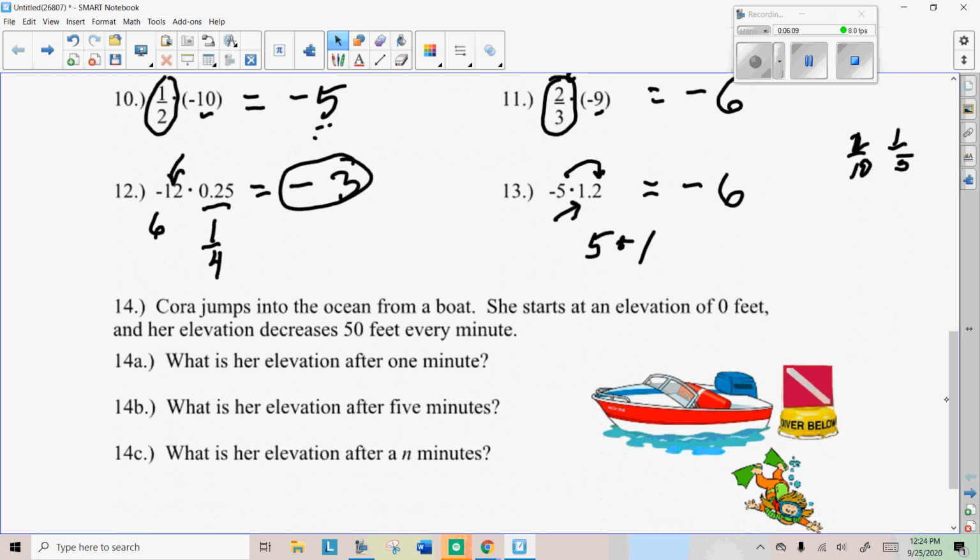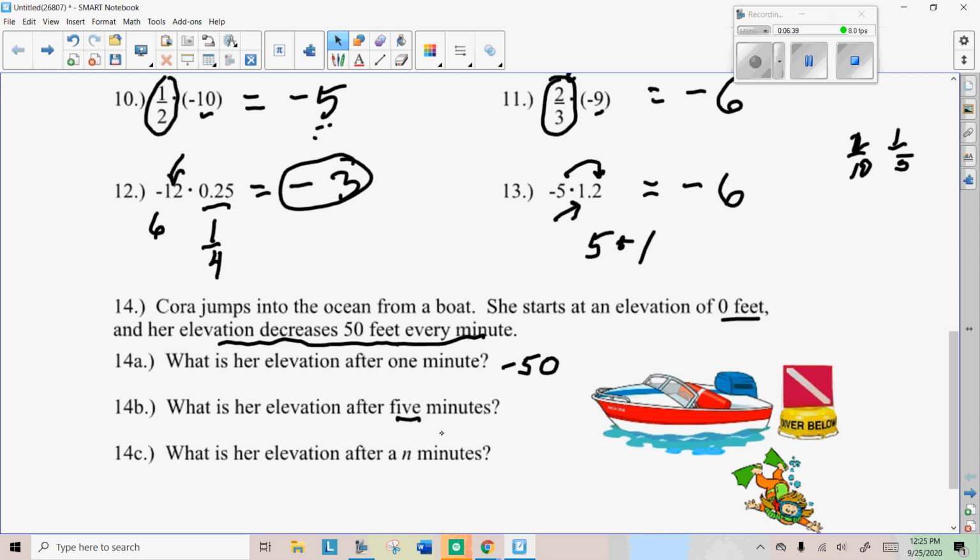All right, so let's do a few multiplication problems for real-life situations. Number 14 says, what is her elevation after 1 minute? She starts at an elevation at 0, and she's going down under the water, and she's going down 50 feet per minute. So each minute her elevation would be 50 feet below. So we're going to use a negative sign to show that.